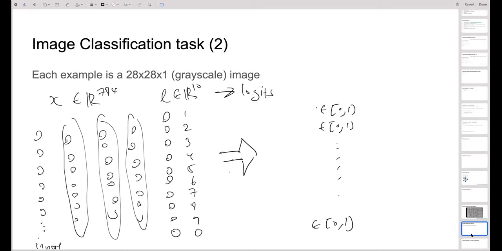And of course, this is a probability distribution, so everything has to sum to 1.0. So that's how you would be doing image classification. Quite simple, right?